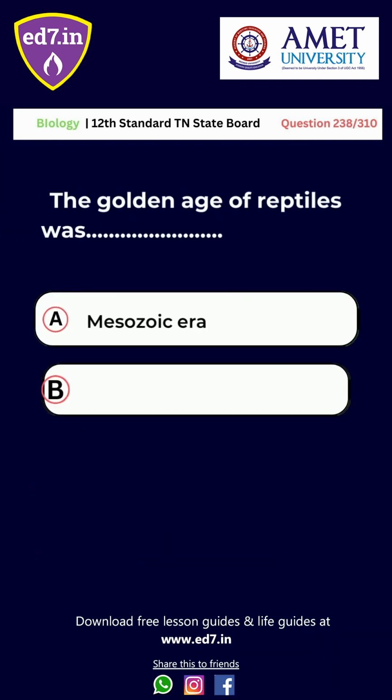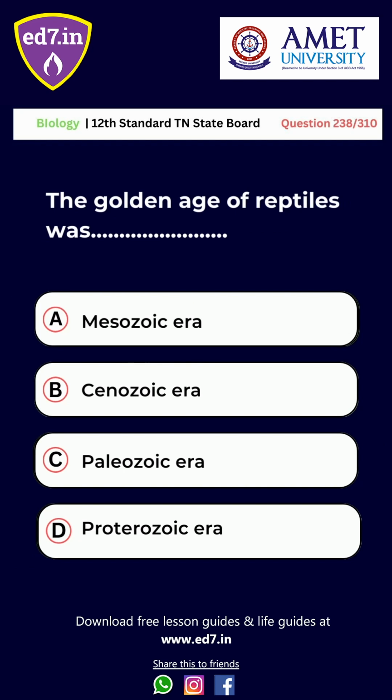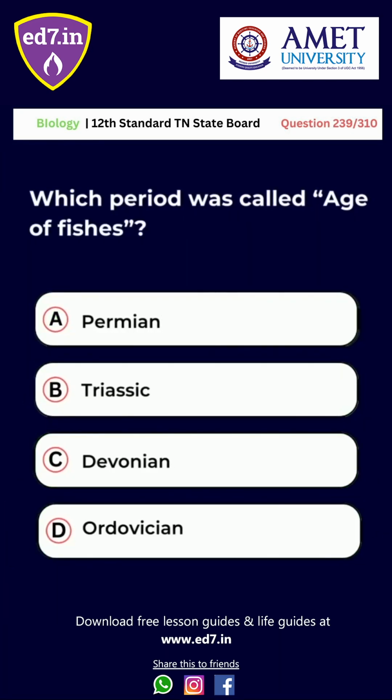Phylogeny. Question number 238. The golden age of reptiles was A. Mesozoic era, B. Cenozoic era, C. Paleozoic era, D. Proterozoic era. The right answer is option A. Mesozoic era.